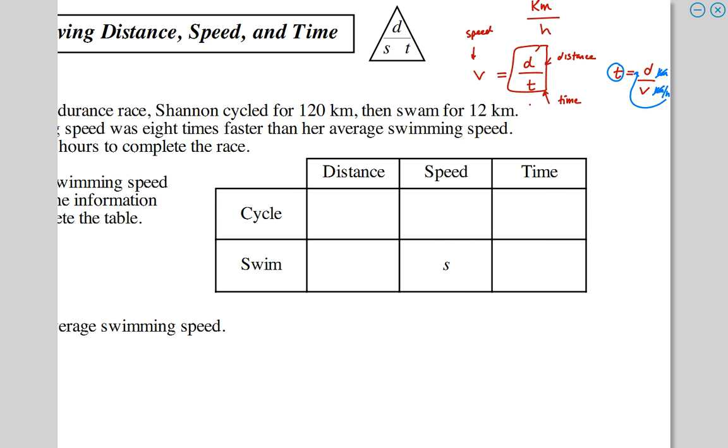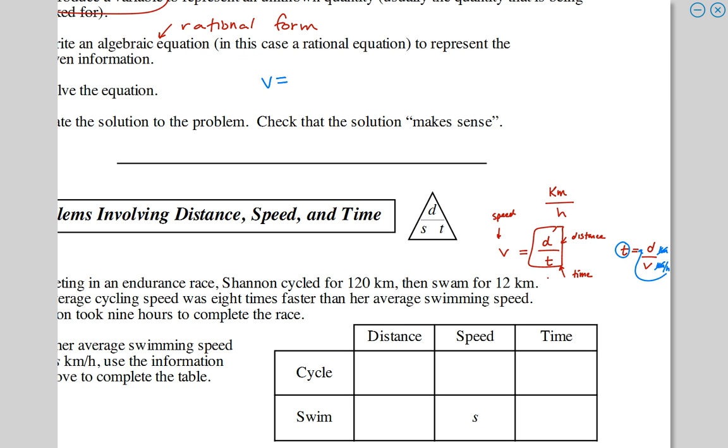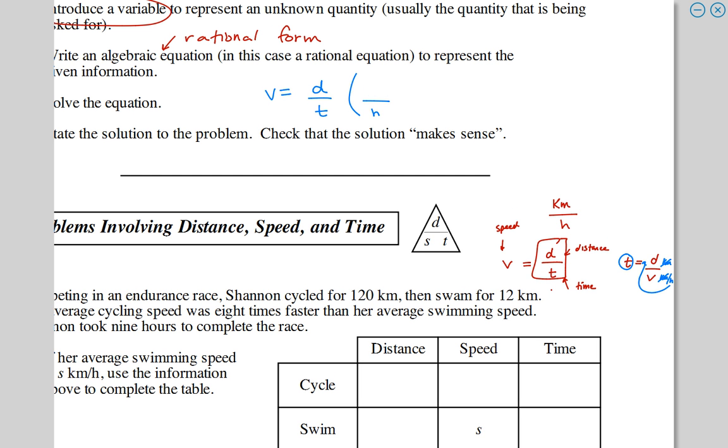Okay, so let me just jot those down one more time for you. v equals d over t, and think to yourself kilometers per hour. And the other one will be t equals d over v. And this would be kilometers divided by kilometers per hour. So the kilometers cancel and the hours come up. So it's a little bit of a review from, say, Science 10 or maybe even Physics 20. Science 10 for the most part, though.